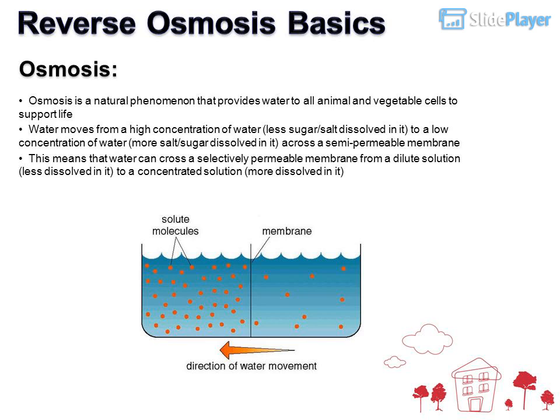Osmosis is a natural phenomenon that provides water to all animal and vegetable cells to support life. Water moves from a high concentration of water, with less sugar or salt dissolved in it, to a low concentration of water, with more salt or sugar dissolved in it, across a semi-permeable membrane. This means that water can cross a selectively permeable membrane from a dilute solution, with less dissolved in it, to a concentrated solution, with more dissolved in it.